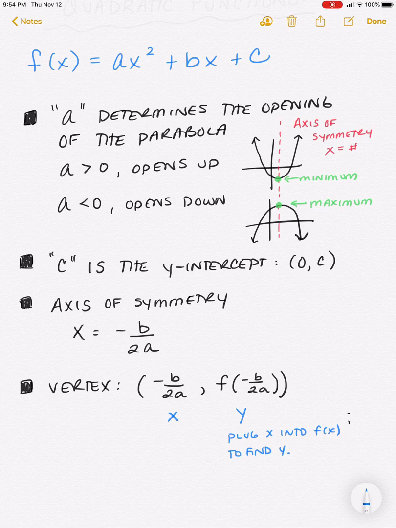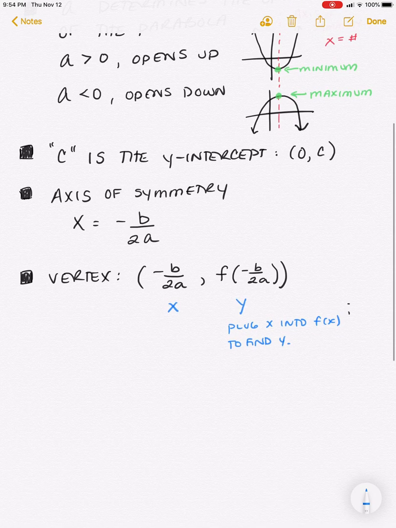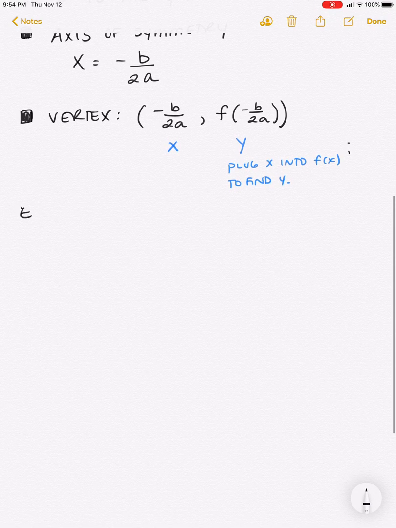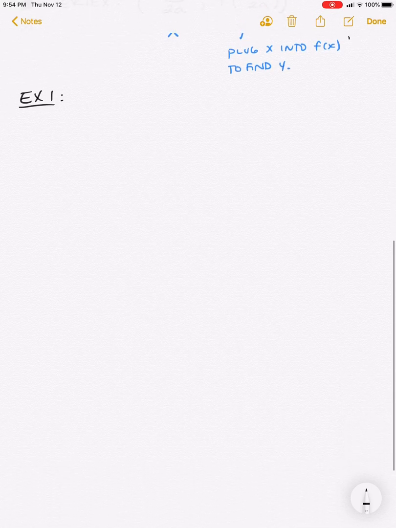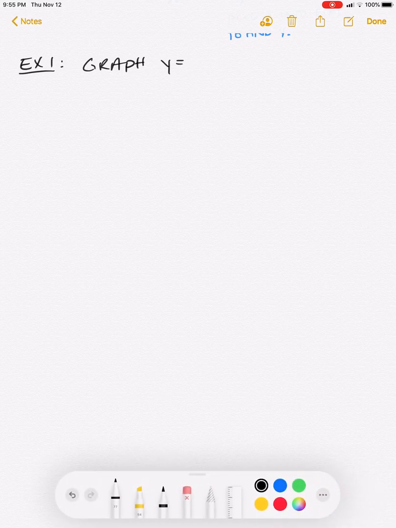Okay, so let's go ahead and put all of this together so far, and let's take a look at example 1. So for example 1, what we're going to do is graph the parabola y equals, let's do this, let's make it function notation.